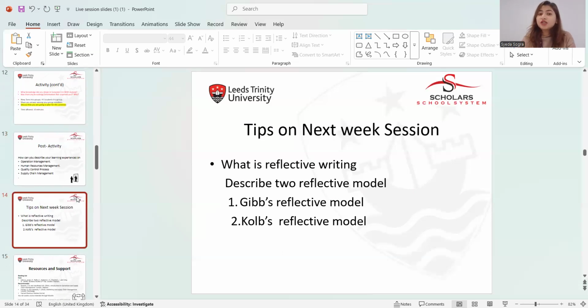Tips on next week's session. So next week, we are going to learn about reflective writing, and describe two reflective models, Gibbs' and Cope's reflective cycle. That is it.